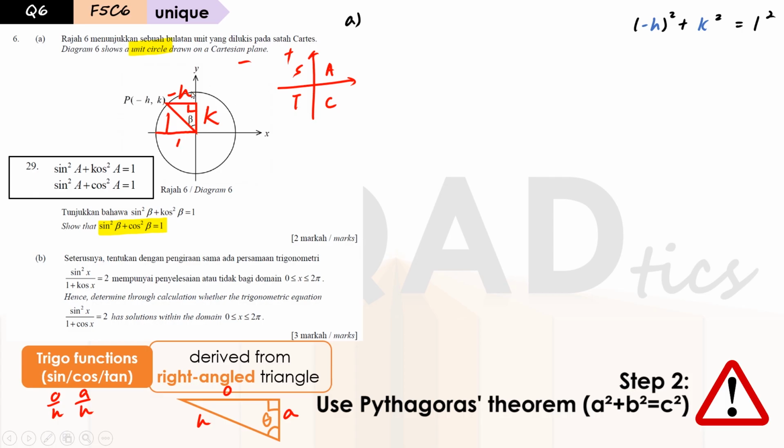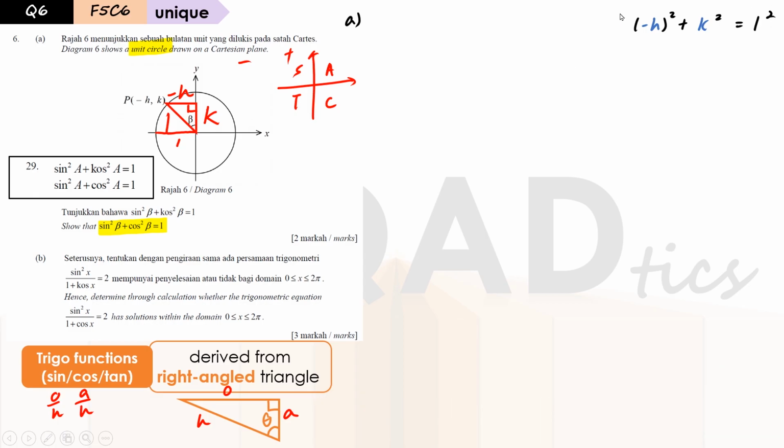We square the sides of the triangle and add them up together, which is negative h squared plus k squared, equal to the hypotenuse squared, which is 1 squared. Alright, so now we have this equation already. How do we transform these things to have sine beta and cos beta inside?